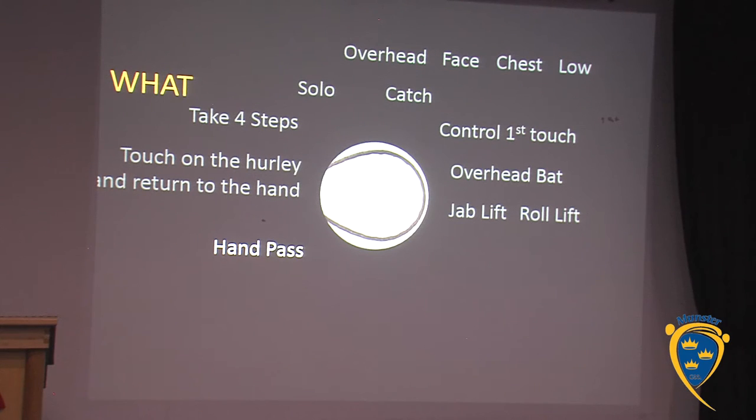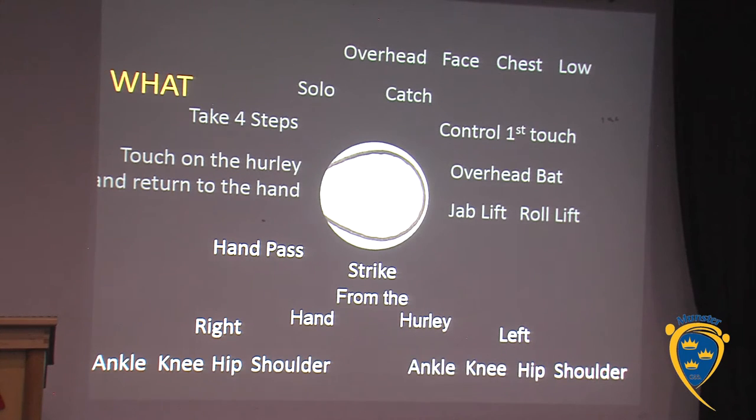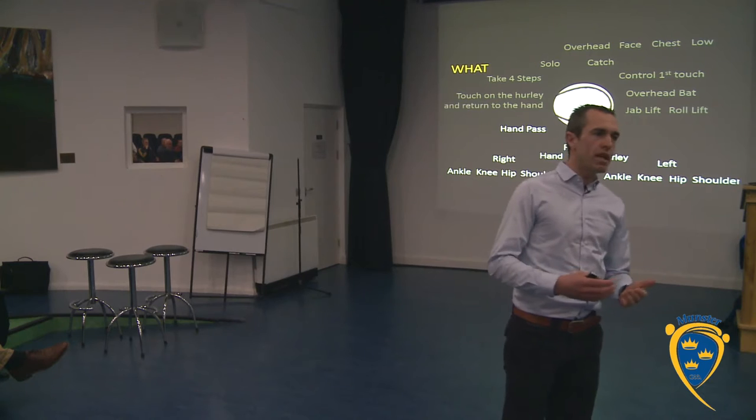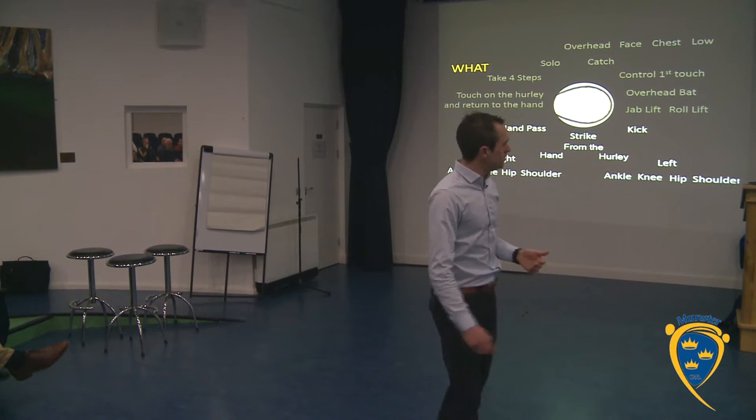You can hand pass the ball. You might strike the ball. But if you're going to strike, what strike are you going to do? Will it be from the hand or the hurley? Would it be from your left side or your right side? And at what level are you going to strike the ball from? Would it be from your ankle, your knee, your hip or your shoulder? Now you have decisions to make about releasing possession.